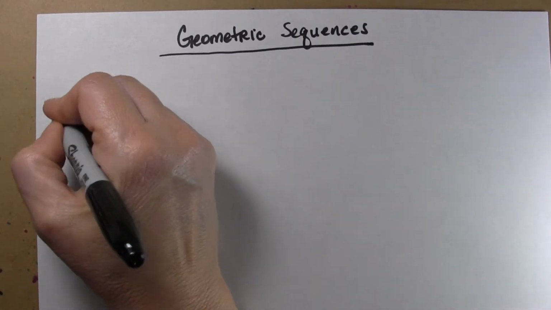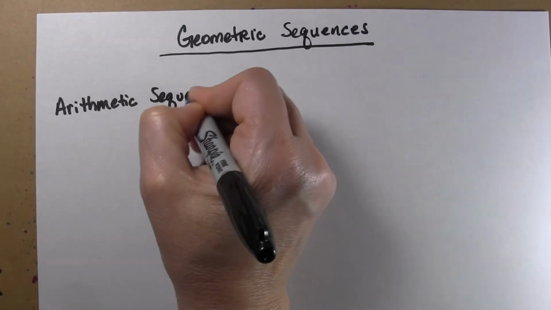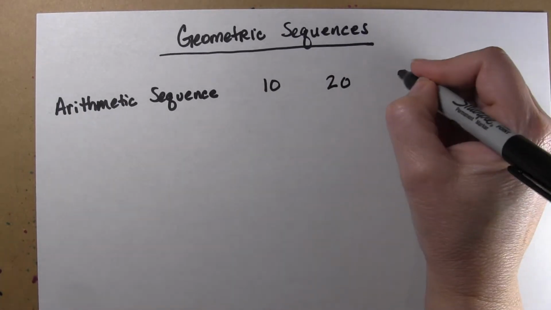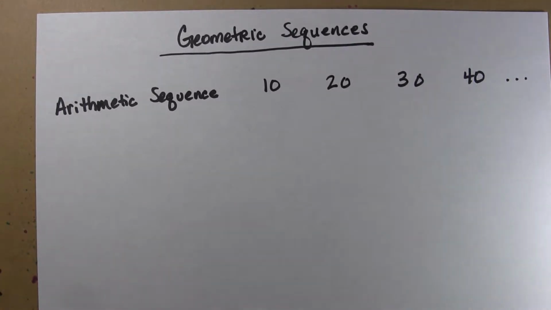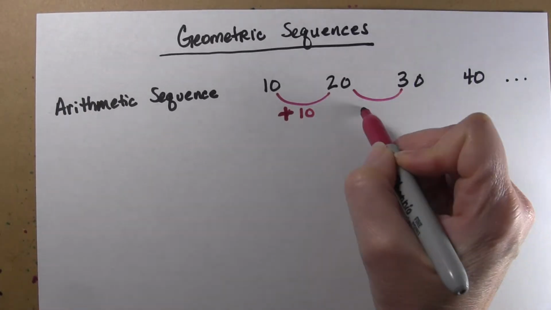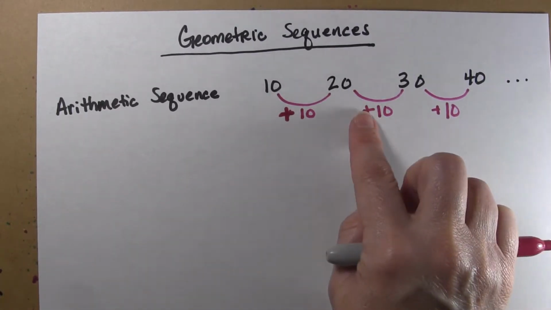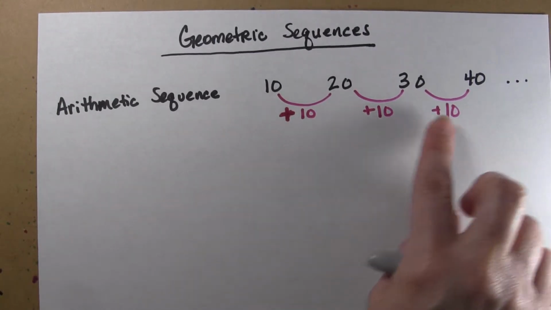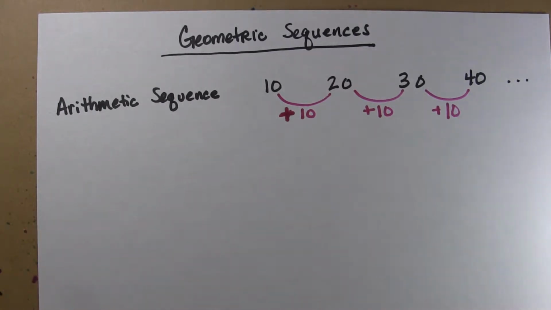So you remember that we have an arithmetic sequence. And that would be a sequence like this: 10, 20, 30, 40, and so forth. The way you know that it's an arithmetic sequence is because each time you are adding 10. Right? So you're adding an amount to the previous term, and you're always adding the same amount. So it's always plus 10, plus 10, plus 10, not plus 10, plus 2, plus 7.5. That would not be an arithmetic sequence.